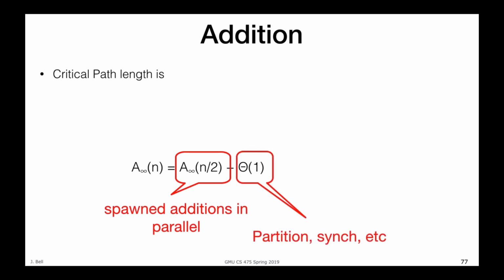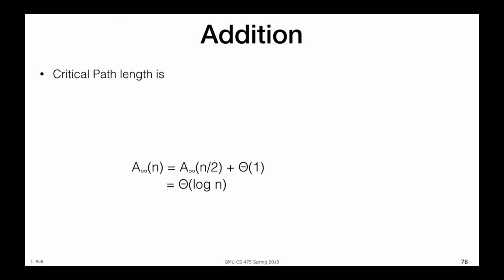But then we still have that partition and sync time. So here too, if we solve this recurrence, we'll discover that the critical path length is quite short. It is in fact logarithmic in n. So in comparison, critical path length is log n, while total work was n squared. So there's a very large amount of parallelism inherent in this problem that this algorithm is exploiting.